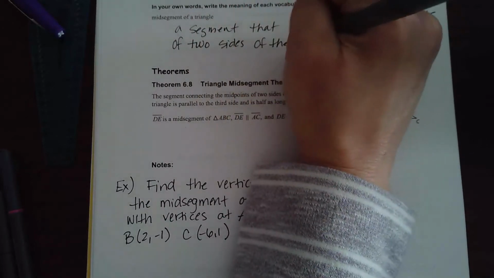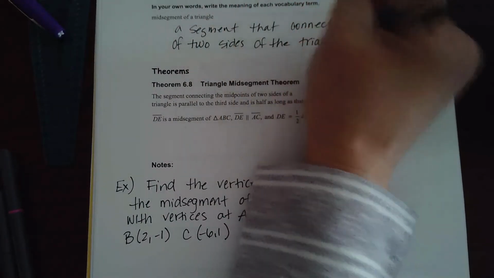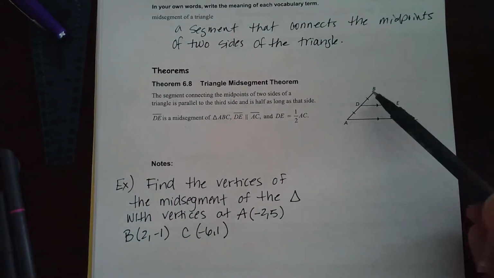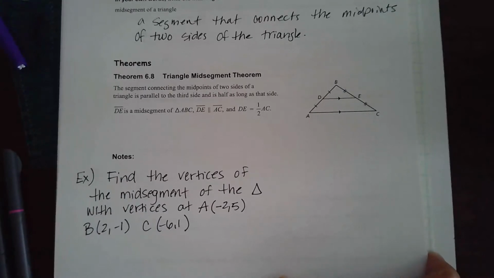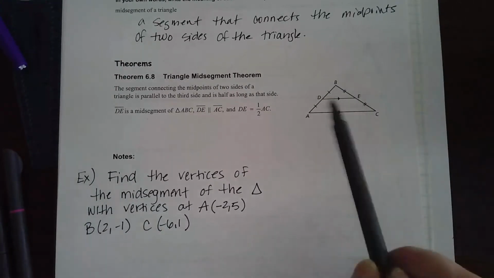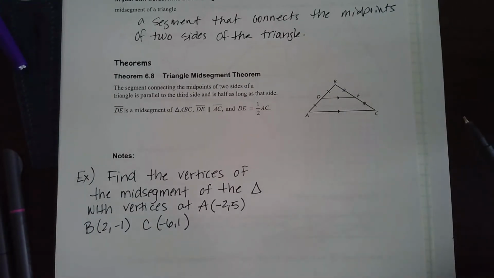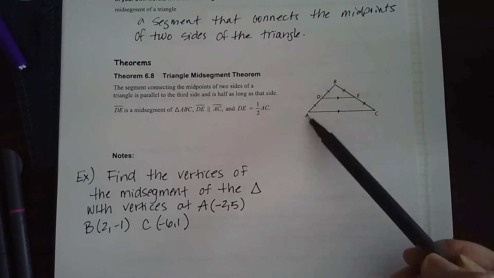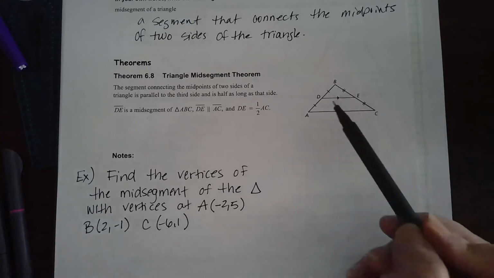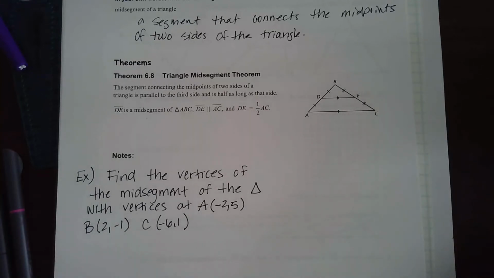It's easier to look at this in terms of a picture, right? So if I have this triangle here, and this is the triangle mid-segment theorem, DE is the mid-segment of a triangle because it connects the midpoints of line segment AB and line segment BC.